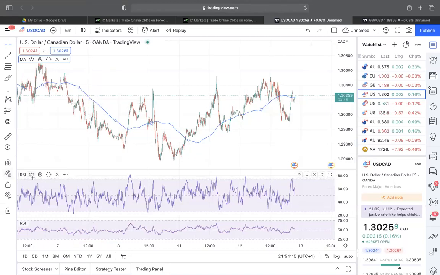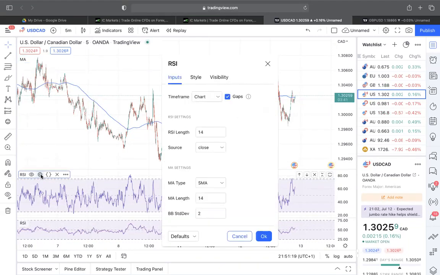As a setting for the RSI, I wouldn't personally look at this RSI. That's the RSI 40. I'd look at the RSI 14. So it gives you a few more trading options essentially.